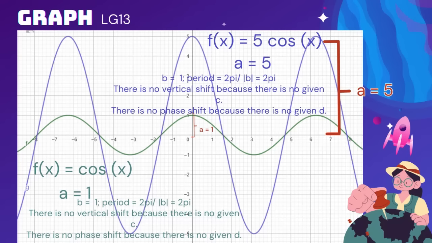With the mother function f of x equals cosine x being the color green graph in this slide, as the amplitude is equal to 1, the highest point of the graph will end at the value of 1. This method goes the same for our other graph, f of x equals 5 cosine x, where the amplitude 5 will be shown in the graph by starting from the center line or the x-axis, then the graph will go all the way to the highest point of the graph that stops at the value of 5. And there you have it.